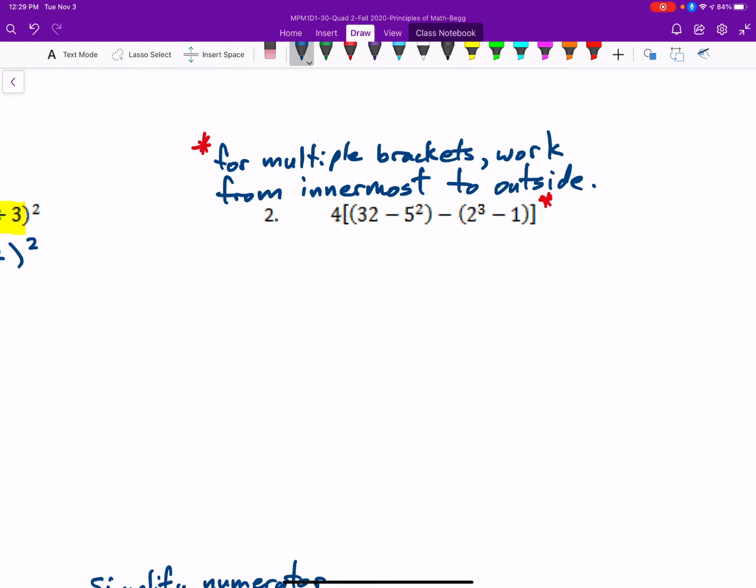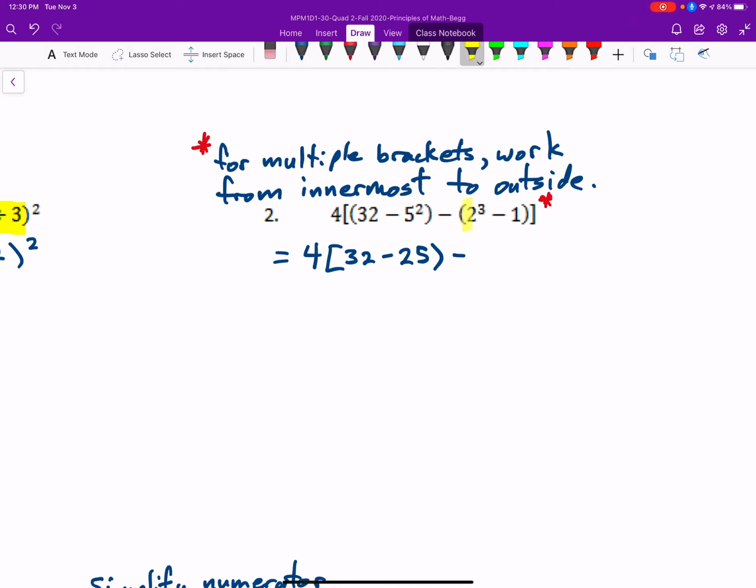I can do more than one thing per line as long as I remember to write down even the stuff I'm not working on. So I'm not going to use this 4 right away, but I'm going to write it down. And then inside these brackets here, I've got 32 minus 5 squared. So order of operations, I need to do the exponent first, right? So if I just do the exponent first, then again, I'm not working on the 32, but I write it down. I just do the 25, which is what I get from 5 squared.